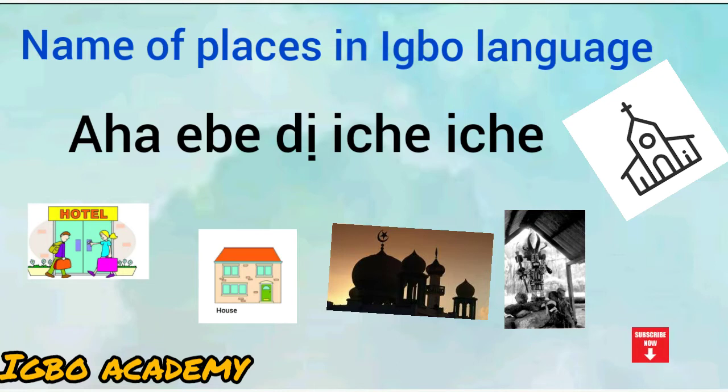Today I'm going to be talking about the names of places in Igbo language. And in Igbo language we call the names of places aha ebe di iche iche. So just as we have the names of places in English language, you have them also in Igbo language.